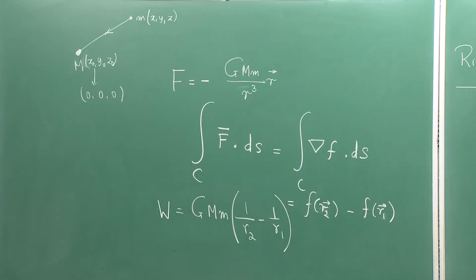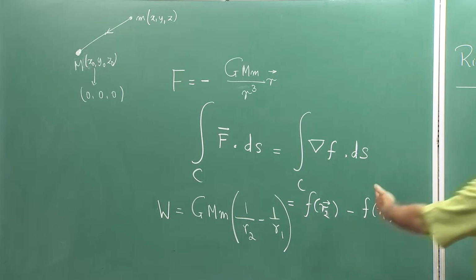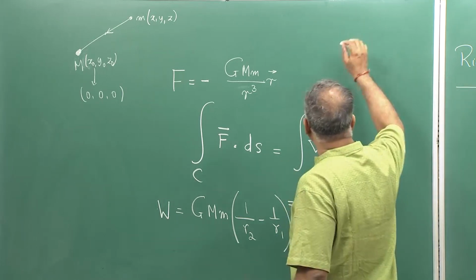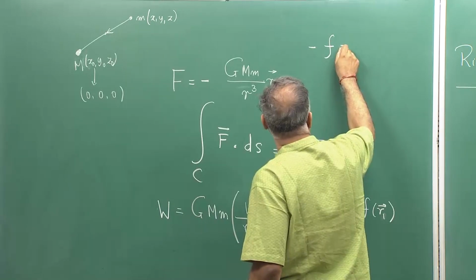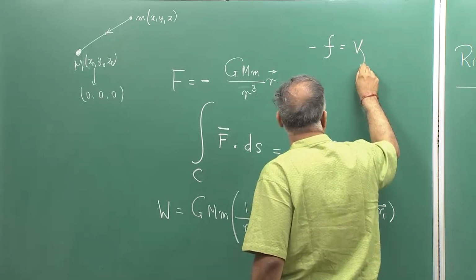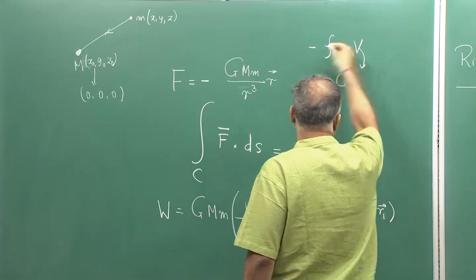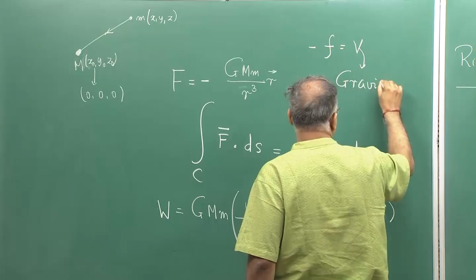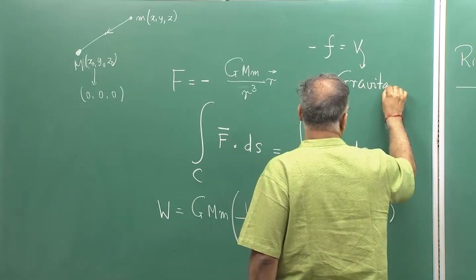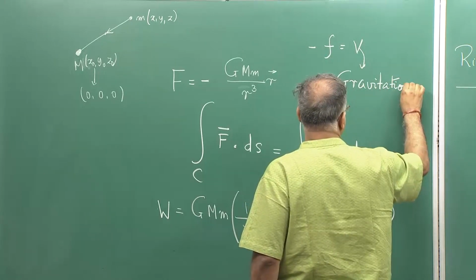So, f is the scalar field whose gradient is the vector field. If I write the negative of f as V, then V is called the gravitational potential. By convention we do it; it is not that we really have to do it always, but it helps in many calculations.